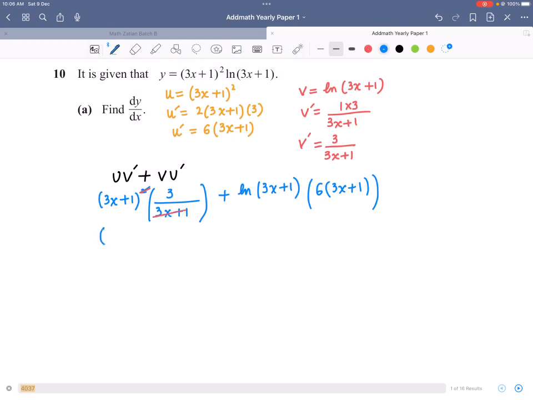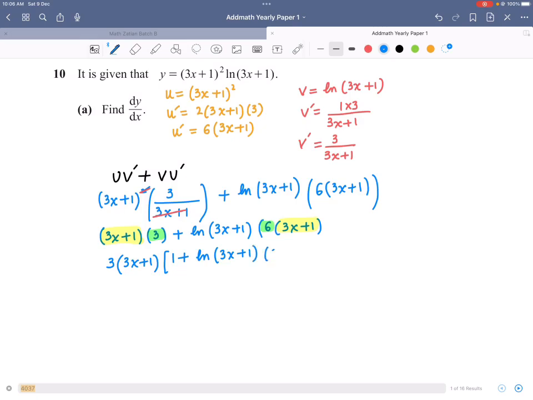So the leftover part we have is 3x plus 1 times 3 plus ln of 3x plus 1 times 6 into 3x plus 1, right? Now we need to take the common part here. The common part is 3x plus 1, present in both brackets, so we can take it common, and the number common we can take is 3, because 3 times 2 is 6. So the common part is 3 times 3x plus 1. Inside the bracket it will be 1 plus ln of 3x plus 1 times 2, right?